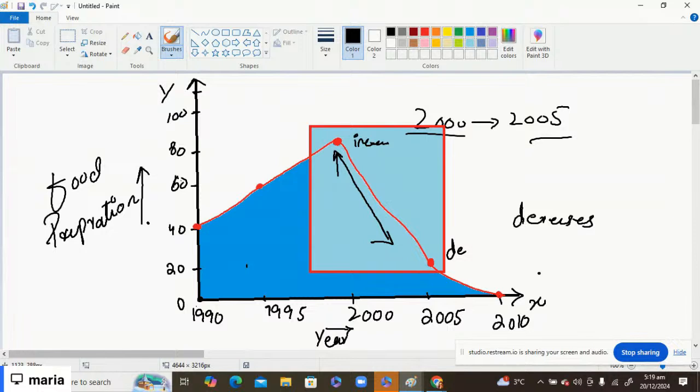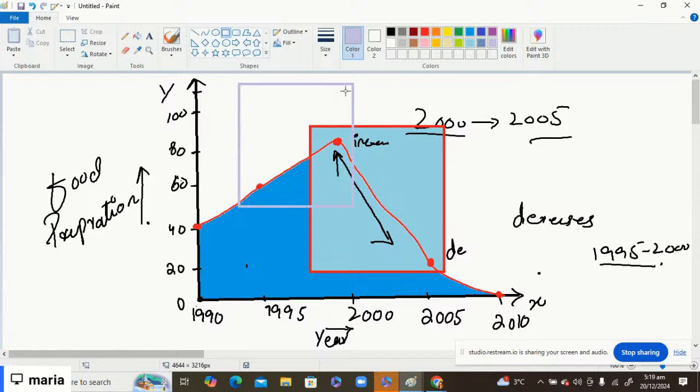Now if I say that you're going to be interested in 1995 to 2000, you are going to move from 1995 to 2000, this one. In this column, you're going to be interested in this one, this one, and this one. Now you're going to be interested in this column from this point to this point. Now look, this is a decreasing point. Now it's moving in the form of increasing, so here it increases. And from here it decreases.